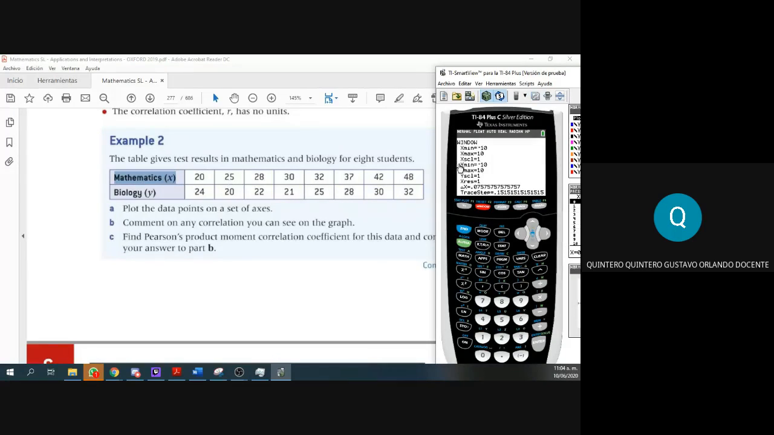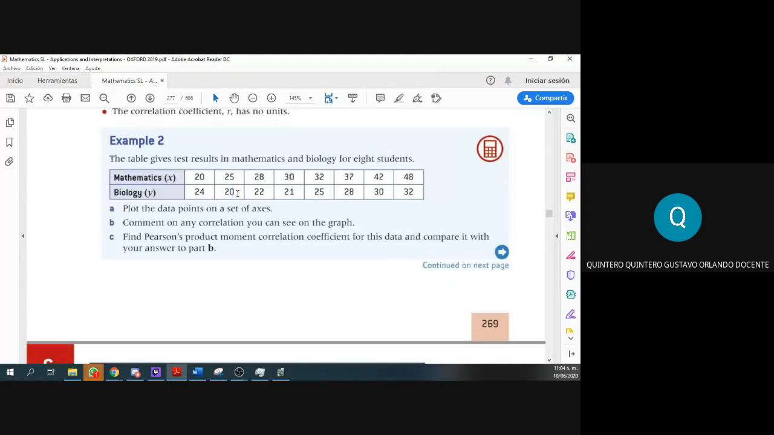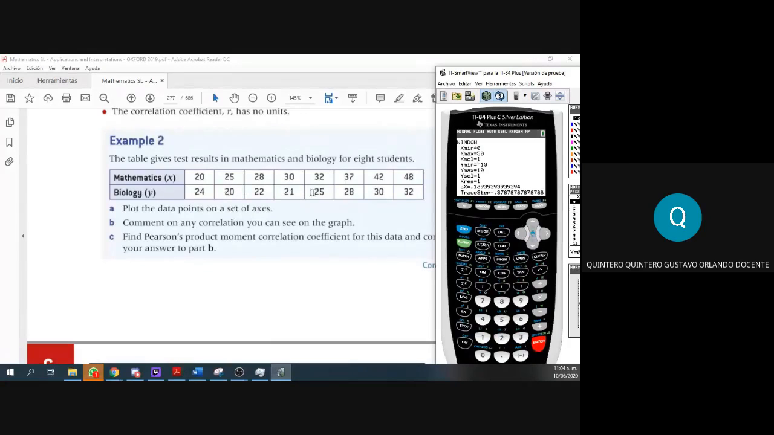For example, in X, we want from 20 to 48, maybe. So let me change that to from 0 to 50, maybe. From 0 to 50 with a scale of 1. There we go. And in Y, we want it from 20. This is the lowest one, right? From 20 to 32, maybe. So let's just say from 0 to 40 with a scale of 1. Now we can trace the data. And look at that. Now we have our scatter plot.